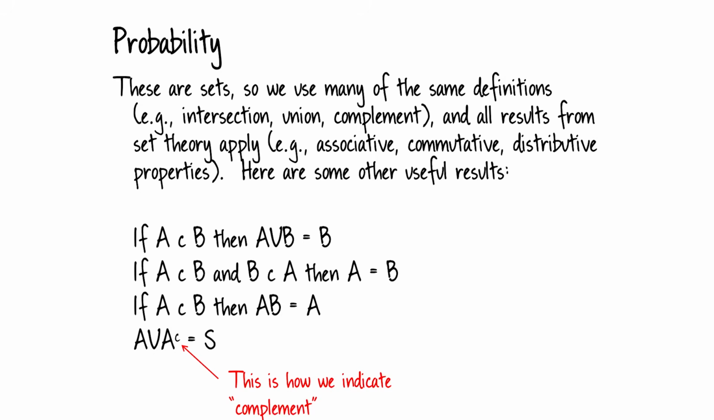And then finally, the union of A and A complement is equal to the sample space. Okay? So again, these are mostly definitions taken straight from set theory. You can check standard set theory references if you need a little refresher. But for the most part, we're going to rely on the apparatus of set theory initially.